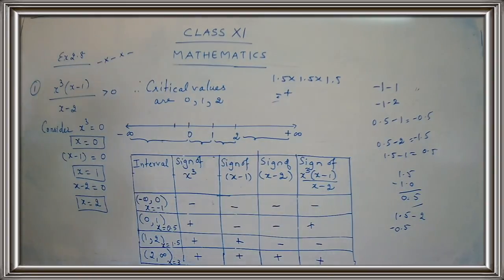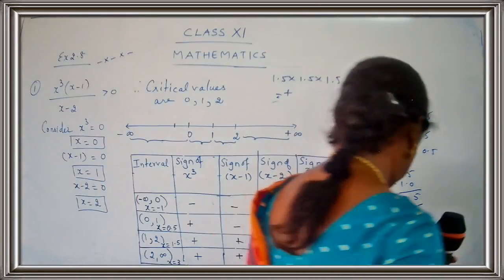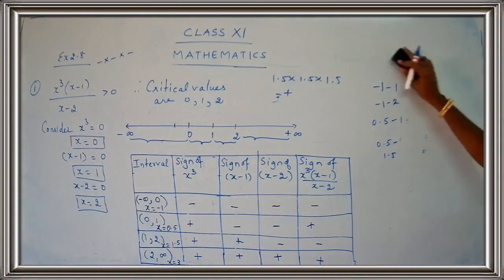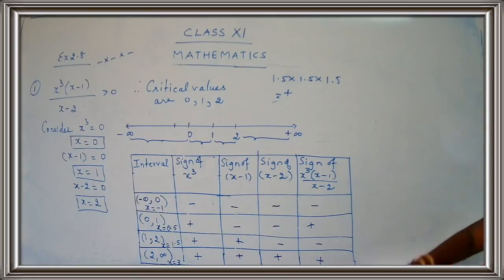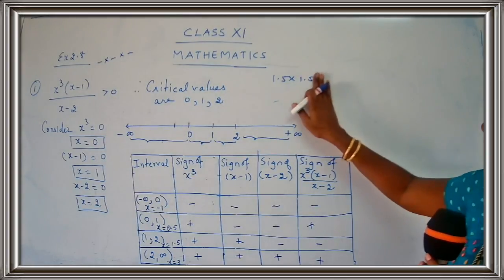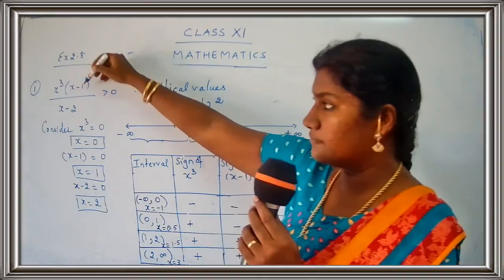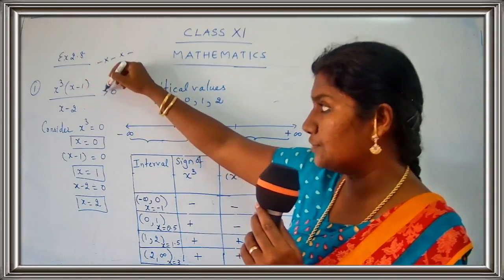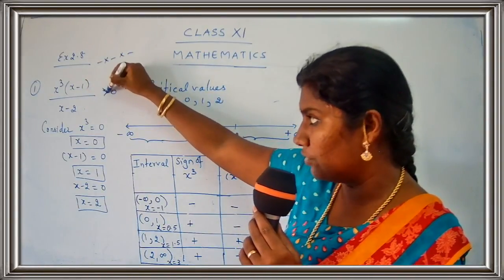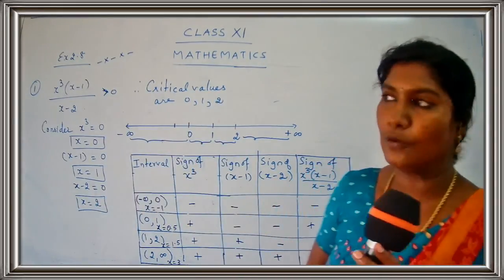Now the question here is you have to find out all the values of x. So let's see how to complete the answer. So what is the thing? We have to find out the answer for x. Okay. For finding the answer of x, let us go for the condition. What is the condition given to you? x cube, x minus 1 upon x minus 2 is greater than 0. That means you have to choose a value which is greater than 0.